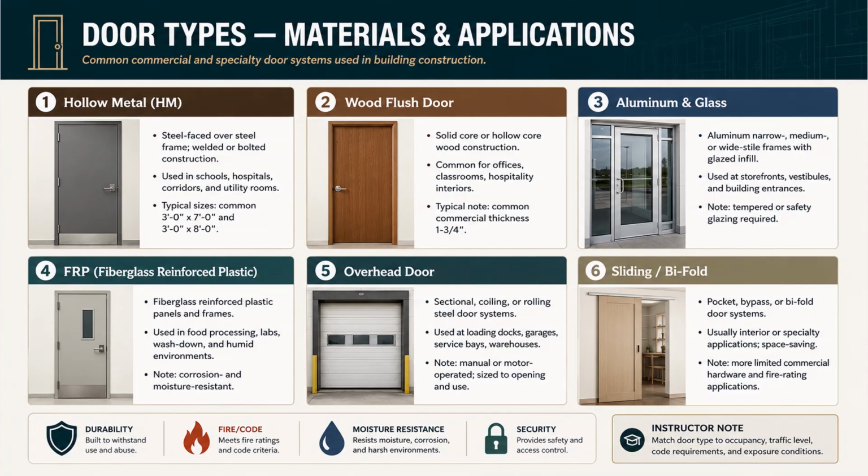FRP is fiberglass reinforced plastic panels and frames. Used in food processing, labs, washdown, and humid environments. The defining note: it's corrosion and moisture resistant, which is exactly why you'd choose it over hollow metal in a wet or chemical environment where steel would rust.